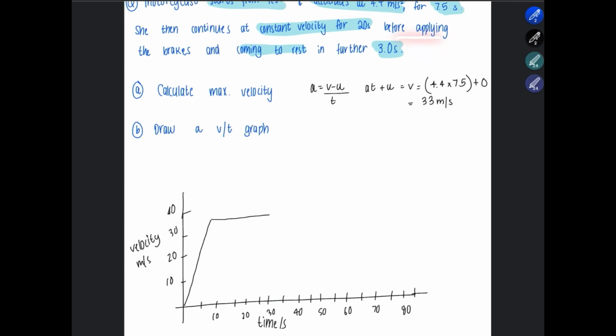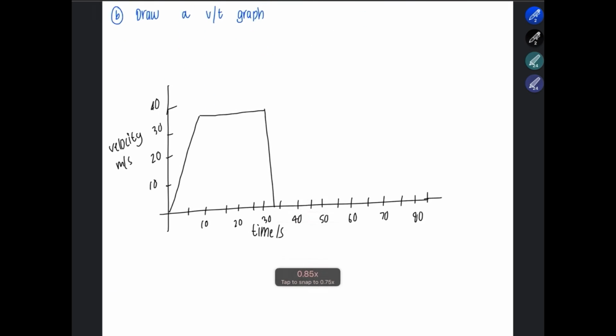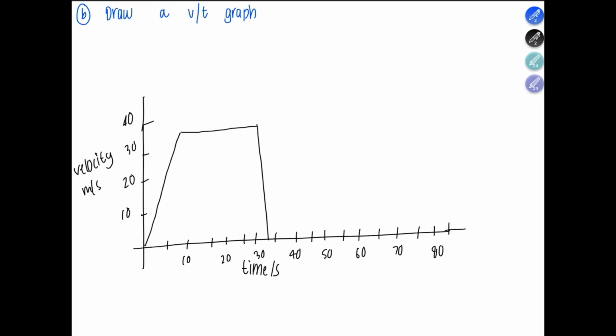And then she applies brakes and comes to rest in a further 3 seconds. So 27.5 plus 3 is going to be 30.5, and then she's decelerating and coming to a stop like this. So this is your velocity time graph.